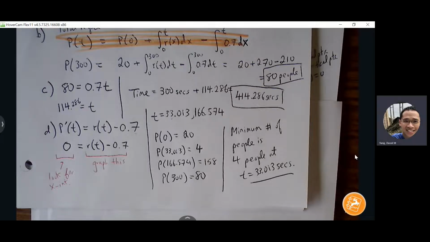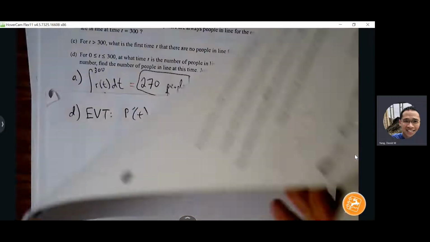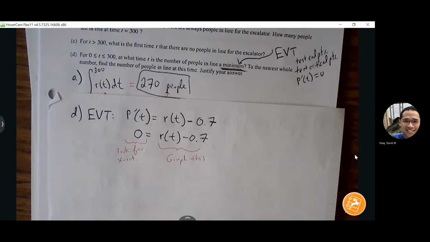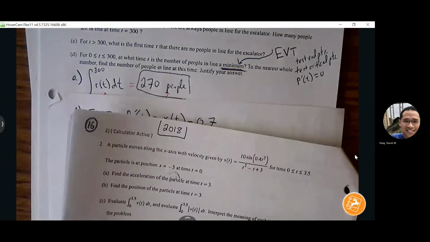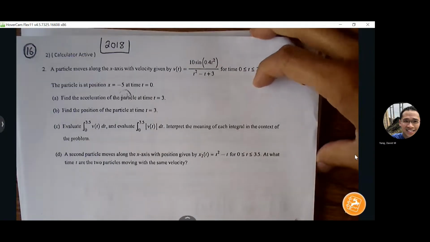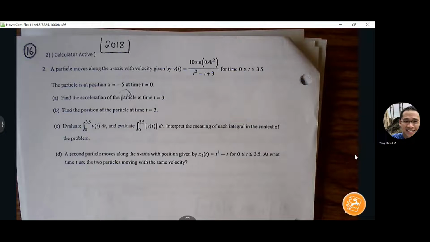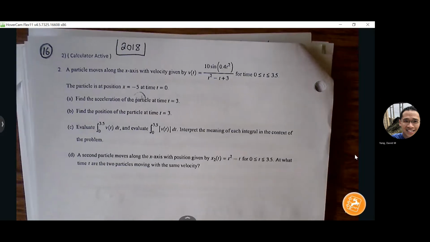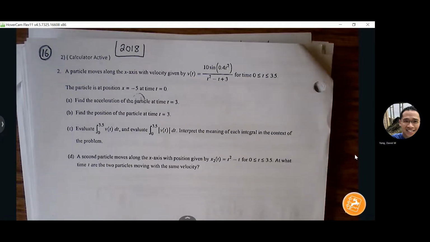Okay, let's go to page 16, number 2. Okay, does anybody still need this page?